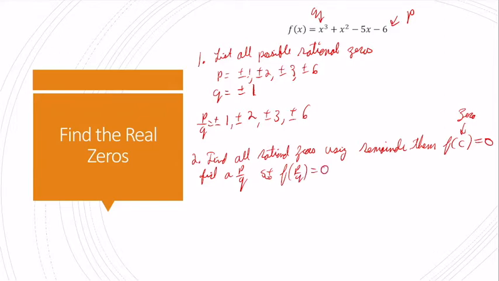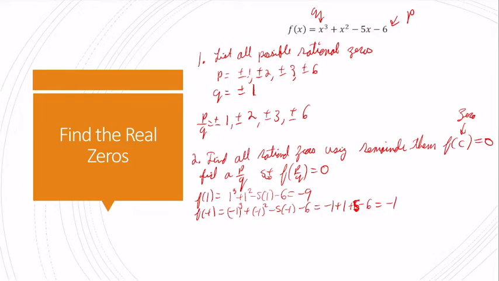So let's go ahead and get started. The best place to start is at the beginning. So f of 1, that would be 1 cubed plus 1 squared minus 5 times 1 minus 6. Well, that equals negative 9, so that's not going to be it. F of negative 1 equals negative 1 cubed plus negative 1 squared minus 5 times negative 1 minus 6, which is negative 1 plus 1 plus 5 minus 6, which is going to give us a negative 1. So 1 and negative 1 are not zeros.